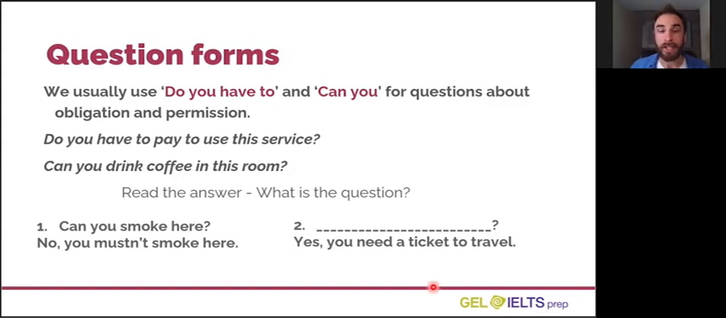The correct answer is, do you have to buy a ticket? This person is asking about obligation. Is there an obligation? Or maybe is there no obligation? Well, the answer is yes, there is an obligation. You need a ticket to travel.